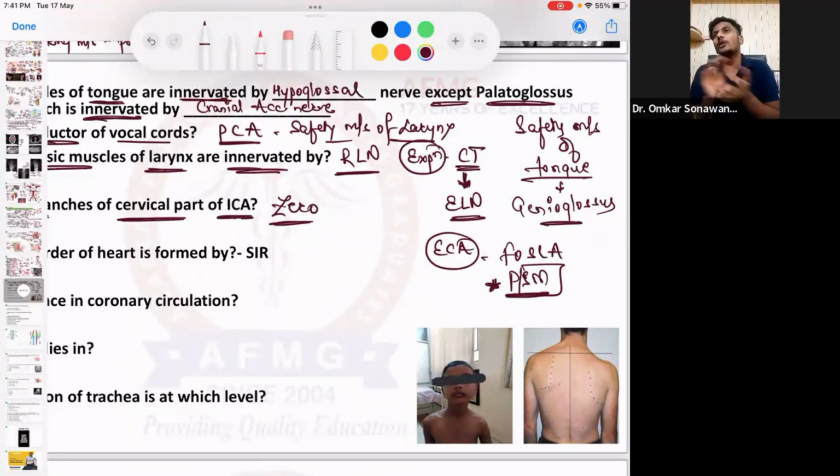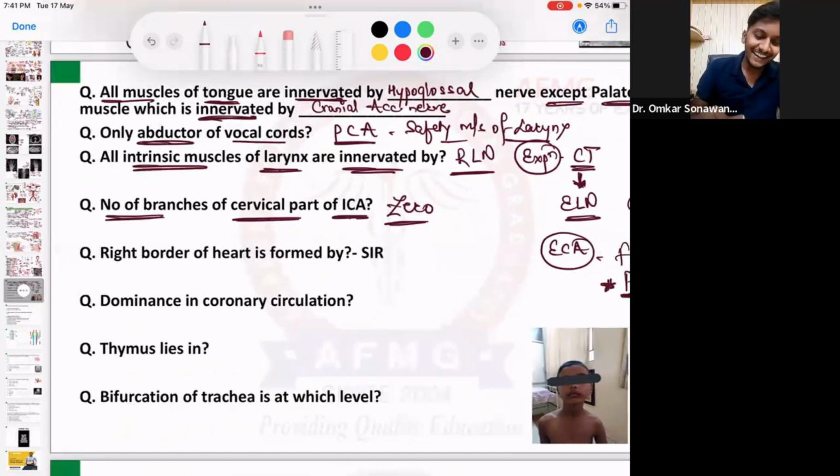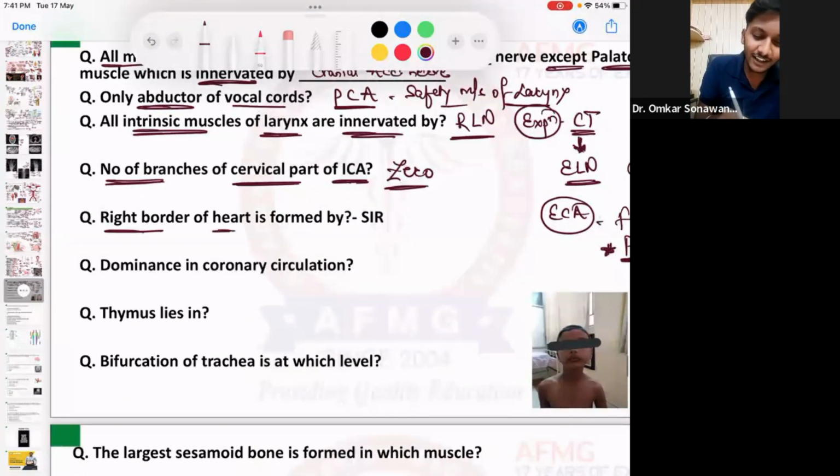And superficial temporal artery is the most common vessel involved in which type of vasculitis? Very good. Giant cell arteritis, also known as temporal arteritis. Shabash. ठीक है. Then next, right border of the heart is formed by.